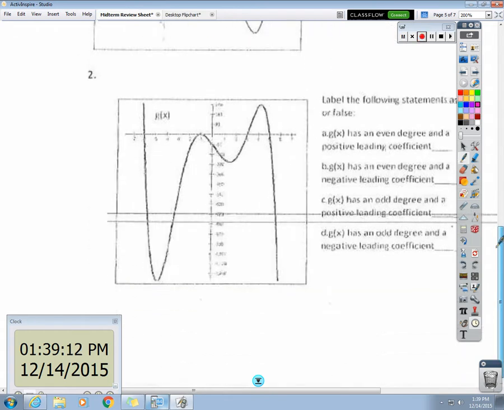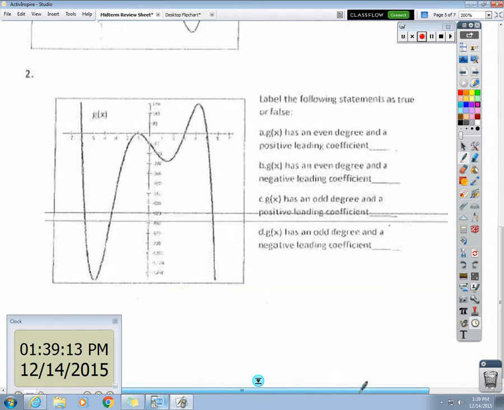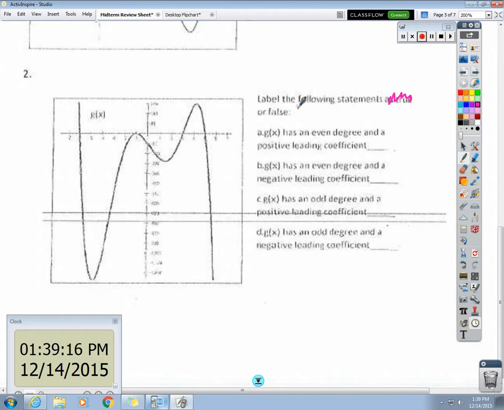Alright, number 2. For this one, instead of labeling them true or false, let's just circle the right answer. Okay, A says that it has an even degree and is positive. Is that correct? No. It's definitely not even, and it's definitely not positive. Okay, what does it take to be even? Same direction. Okay, so B is out, because it also says even.